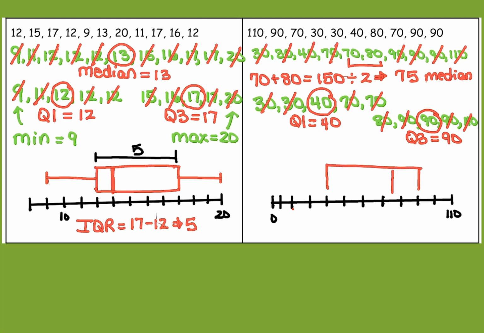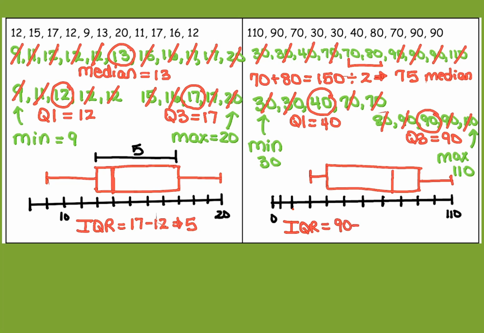Now that we have that, let's draw our box in. And then we need to decide on the minimum and maximum for our whiskers. So the minimum is 30, and that is our lowest value. Our maximum is 110, and that is our highest value. Now let's draw on our whiskers by adding our lowest value, which is 30, and our highest value, which is 110.